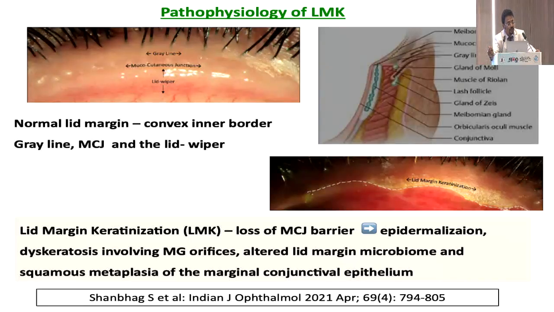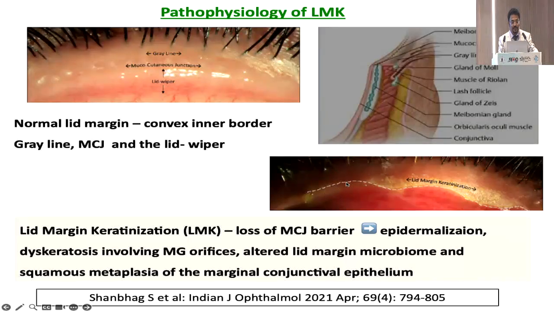If we look at the normal lid margin anatomy, it has a convex inner border, so both upper lid and lower lid have this convex inner border. Then there is the gray line, then come the meibomian gland orifices, then the mucocutaneous junction, and the lid skin part. Lid margin keratinization is because of loss of the mucocutaneous junction barrier. That leads to epidermalization, dyskeratosis involving the meibomian gland orifices, altered lid margin microbiome, and squamous metaplasia of the marginal conjunctival epithelium.